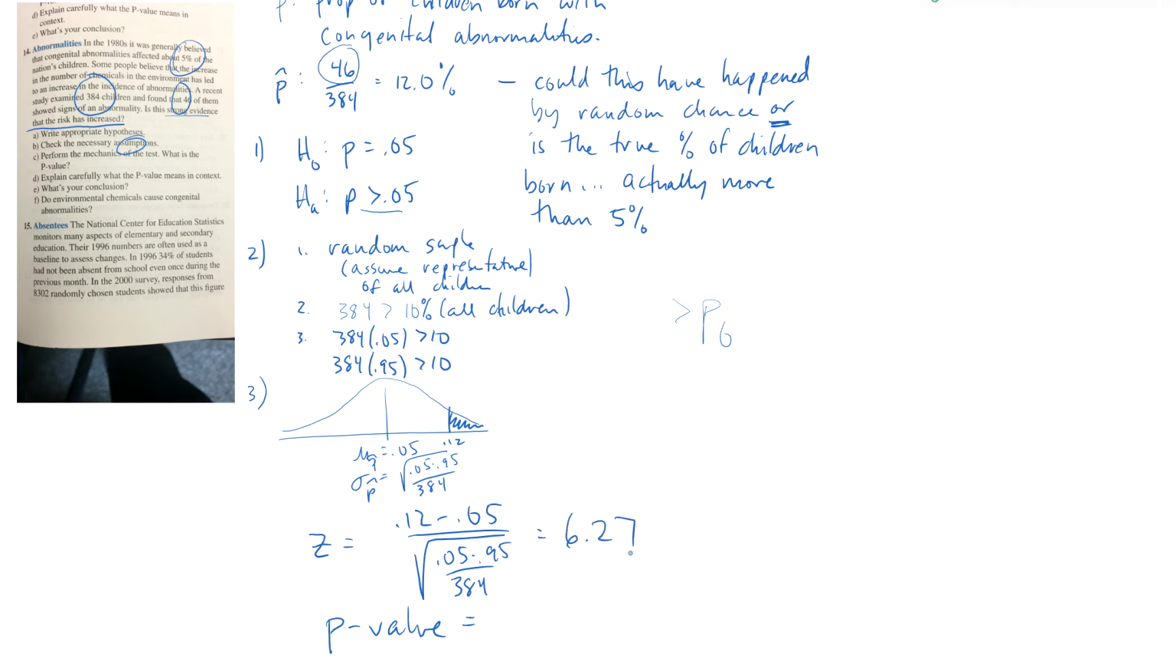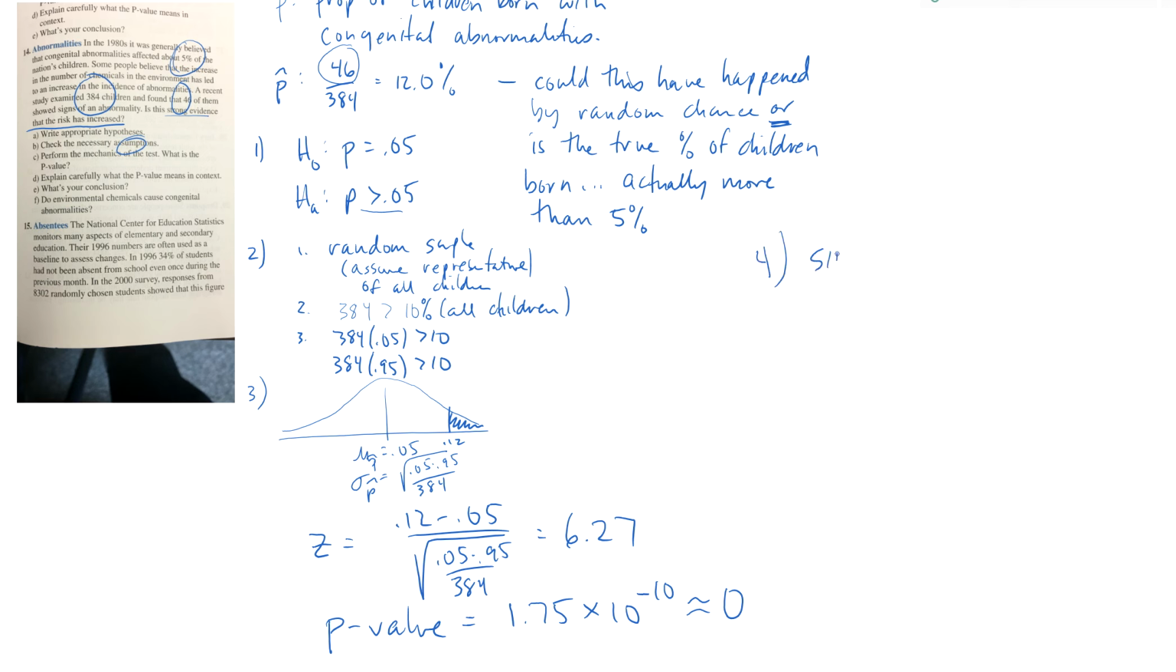That's 6 standard deviations above the mean. You think this is extreme? My p-value is 1.75 times 10 to the negative 10th, which is essentially 0. We can say approximately 0. Okay, so this makes the conclusion really easy.